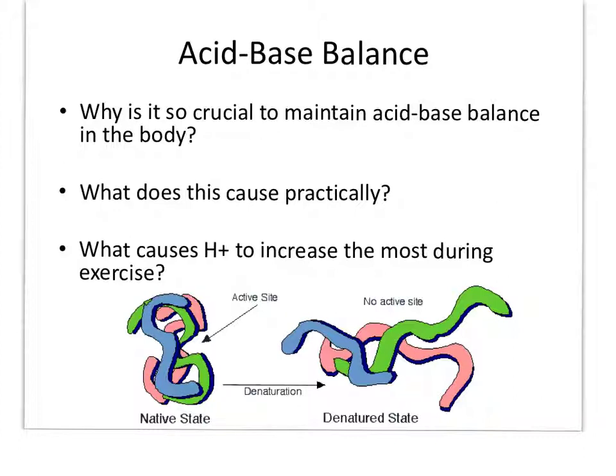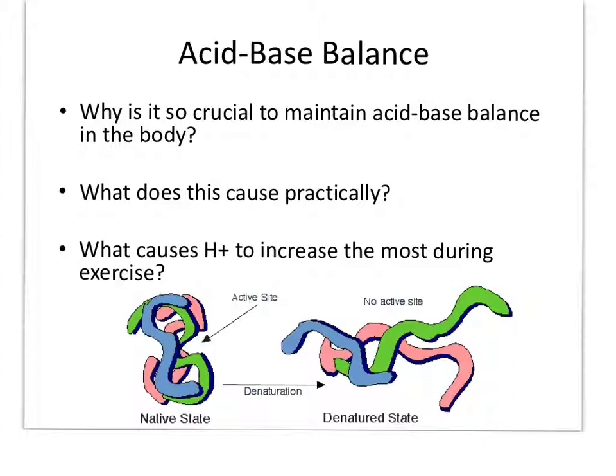Any other proteins in the body can also start denaturing, like actin and myosin, and those things can start falling apart. This is obviously going to lead to some problems with exercise and with all functions of the body. And so this question here: what causes hydrogen ions to increase the most during exercise? This is high intensity exercise. The higher intensity exercise you have, the more of an increase you have.